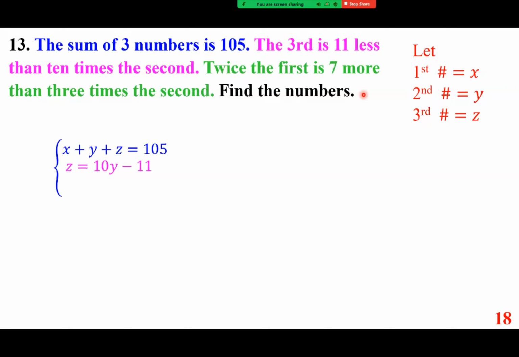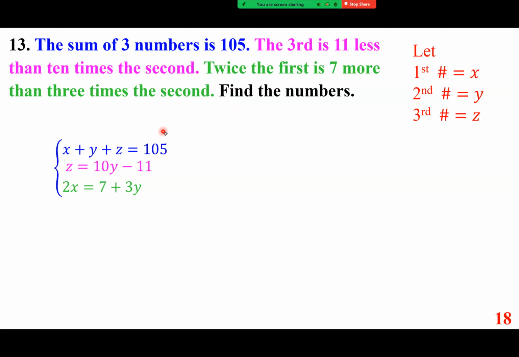The third, that means Z, is equal to 11 less than 10 times the second. The second is Y. Finally, twice the first, that means 2X, is 7 more, 7 plus 3 times the second, 3Y. So I hope you see how we arrive at the equations. The rest should be fairly simple. You can use any method, including matrices, to come up with the answer. But for now, let's see what we want to do.